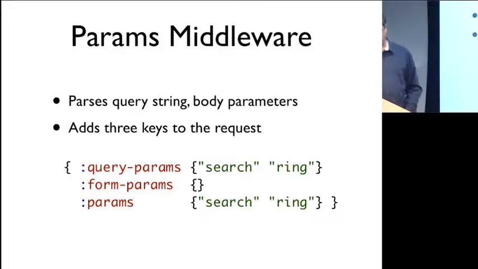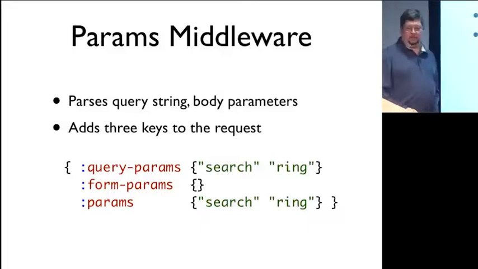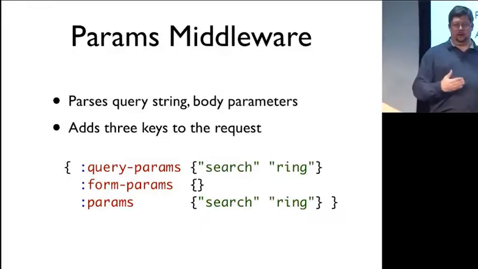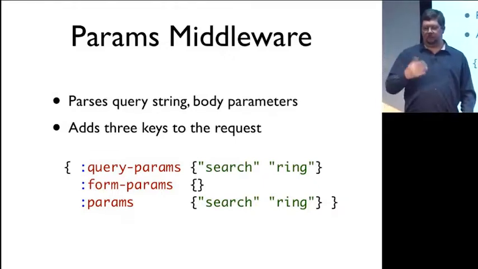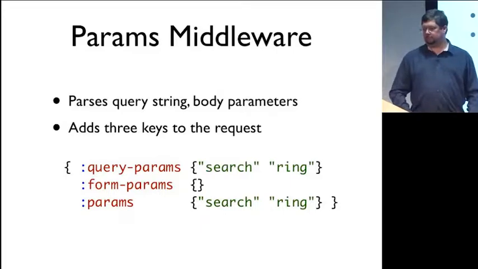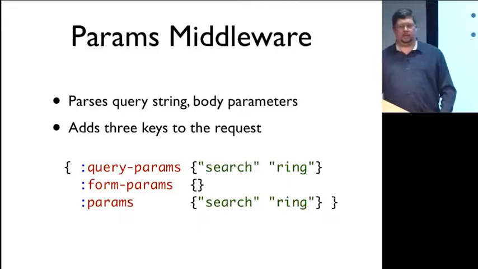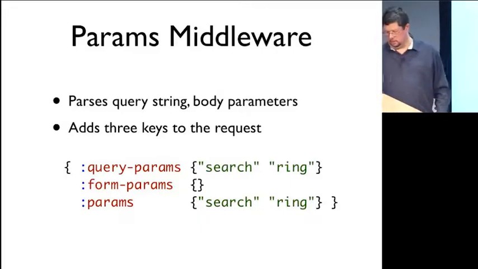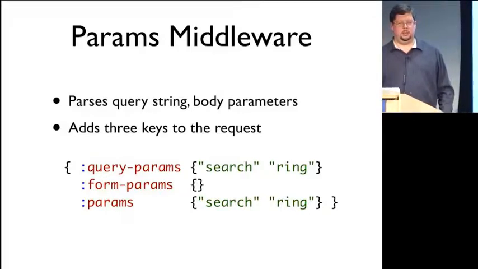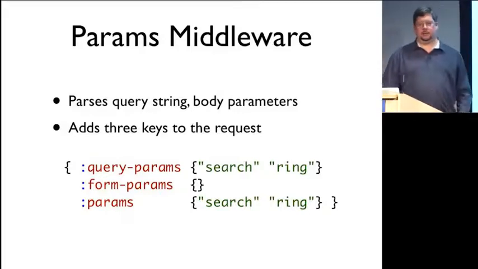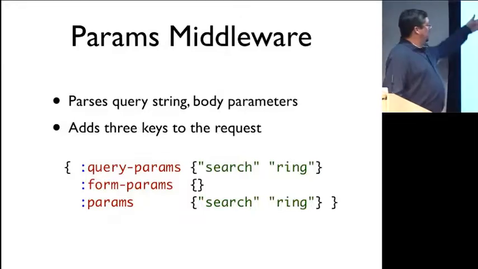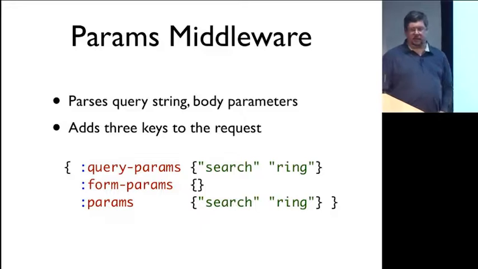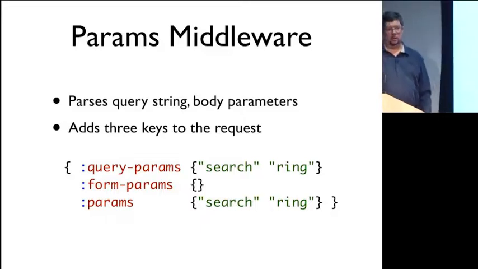As soon as you add wrap params to your middleware chain, all of a sudden now everything else above that on the chain gets to see the parsed parameters. It's amazing how many things that you need to do in web applications can be represented quite nicely as little middlewares. These are the standard ones that come in the Ring library.